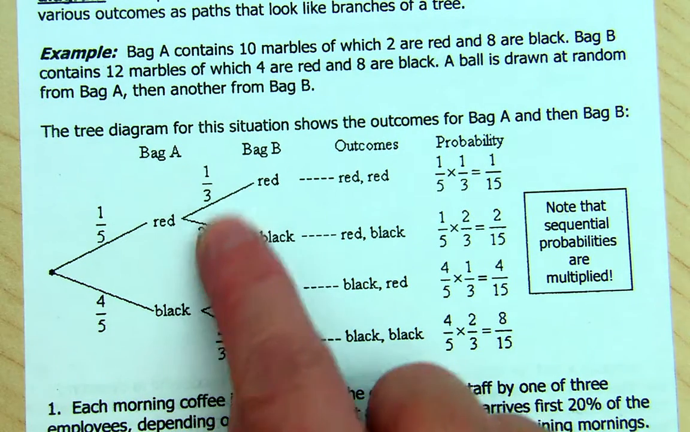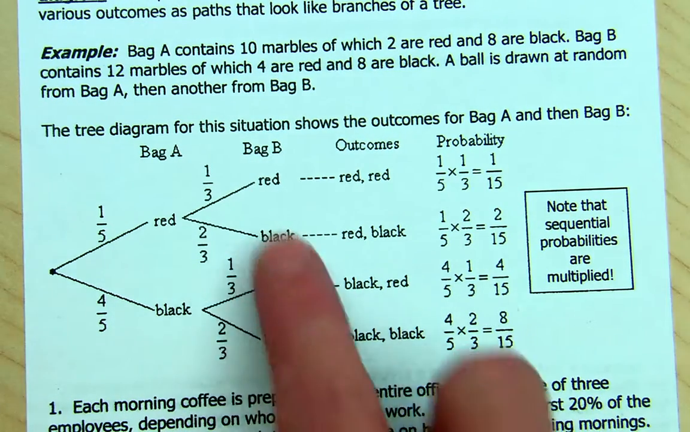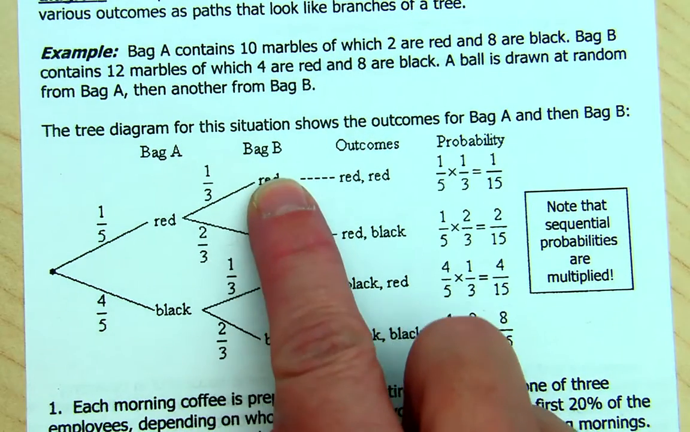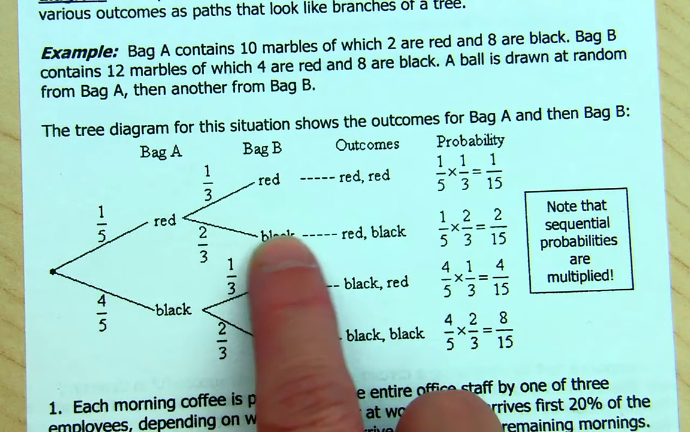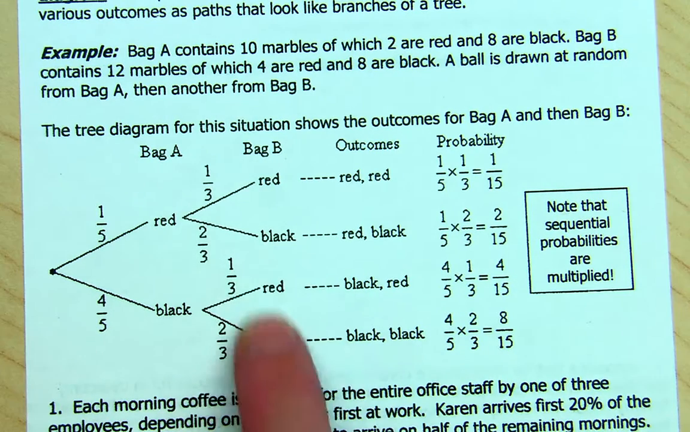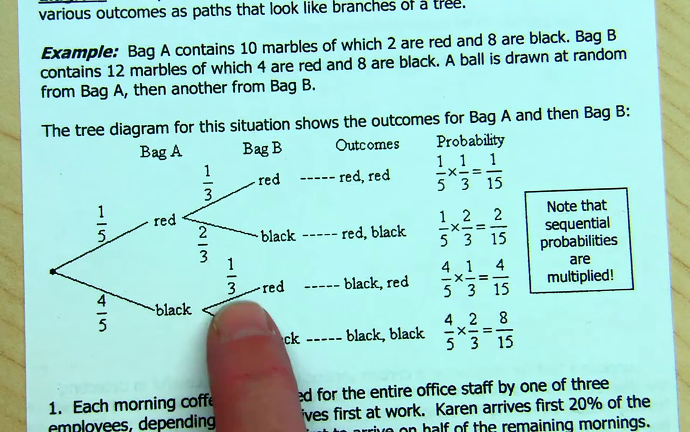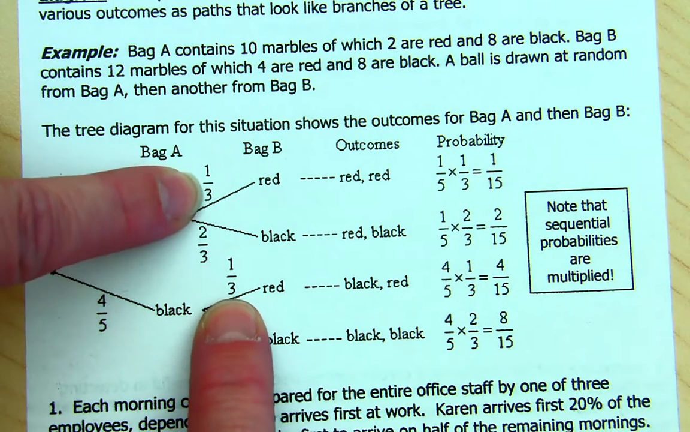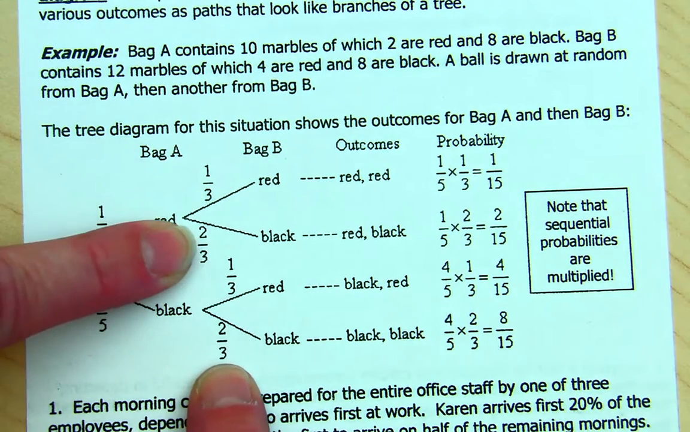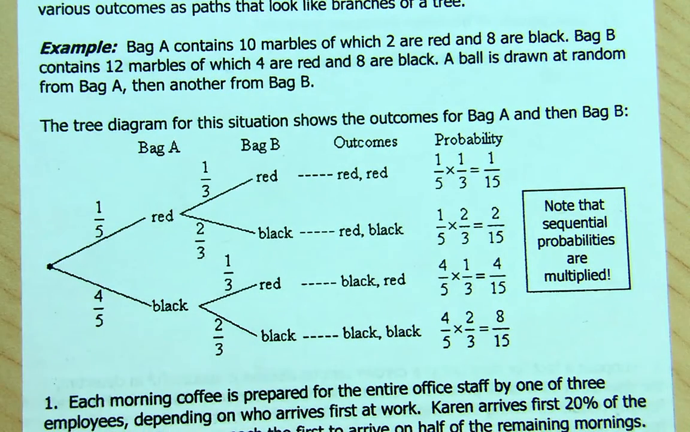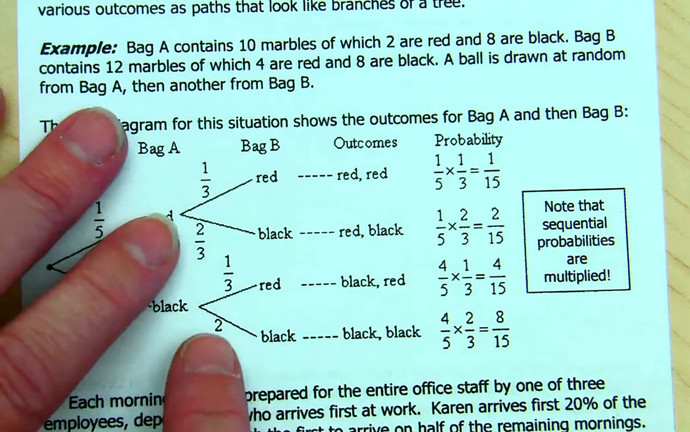So that's how we get the numbers that go here, is what is the probability of getting a red from bag B? What is the probability of getting a black from bag B? And then we do the same thing for bag B down here for red and black. So you'll notice these probabilities are the same, these are the same. Because for bag B, that's just the probability of getting those choices.